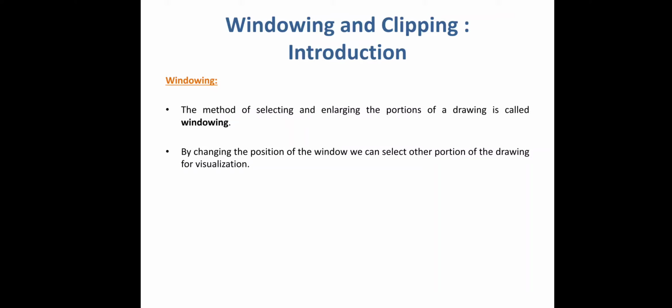So in the given example, the drawing is nothing but the map, and from that map we first select Pune city by applying a window. If I want to change from Pune city to Mumbai city, what am I going to do now?